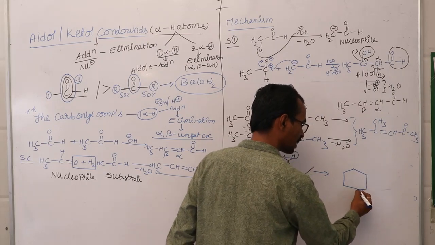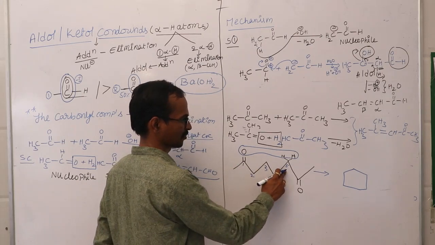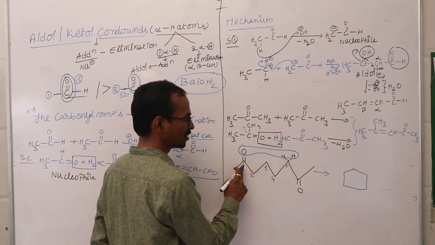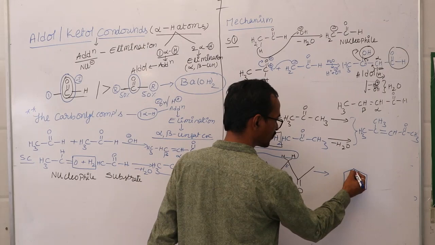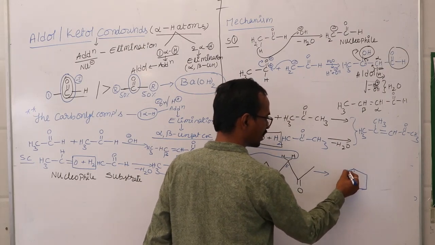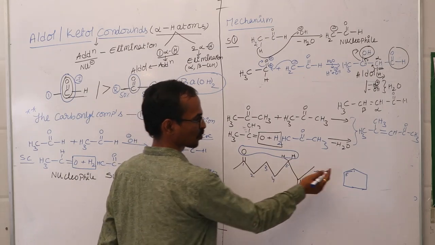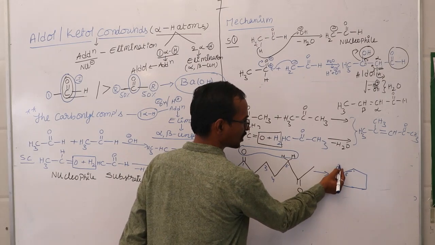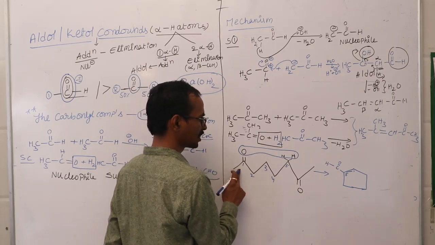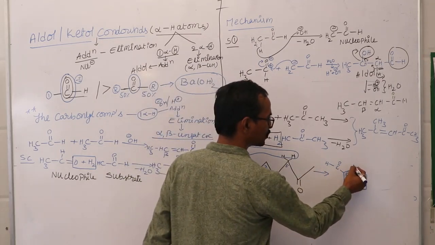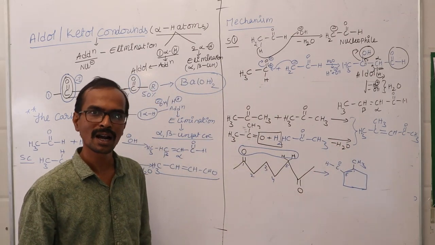You will get a 5-membered ring between the first carbon atom and the fifth carbon atom, and there is a double bond between them. And this fifth carbon atom has a CHO group, so you write C double bond O H. And this first carbon atom has a methyl group, CH3. Simple. This is the intramolecular aldol condensation.